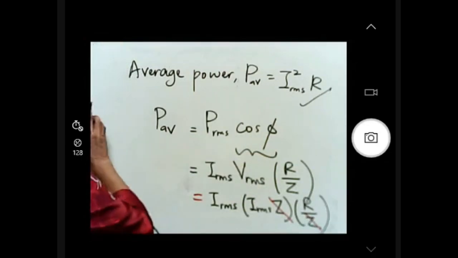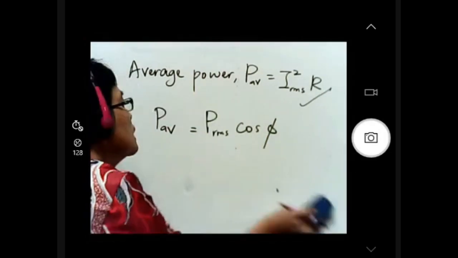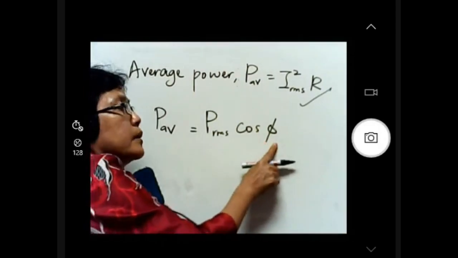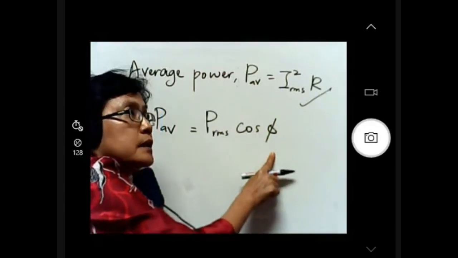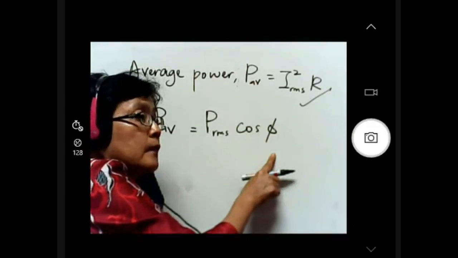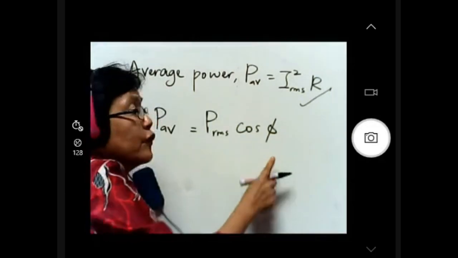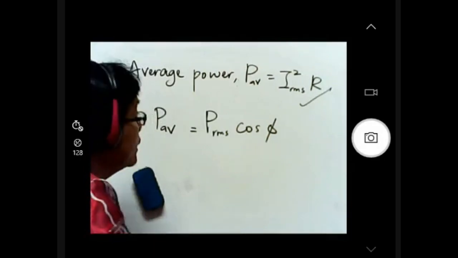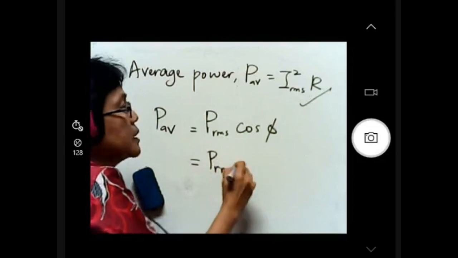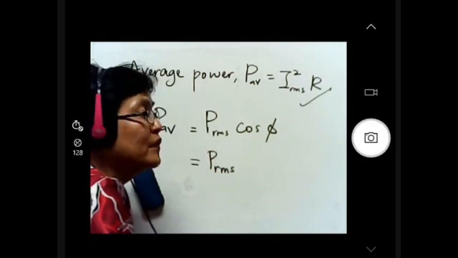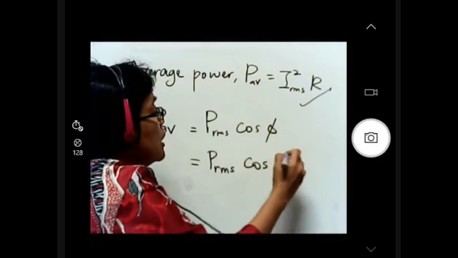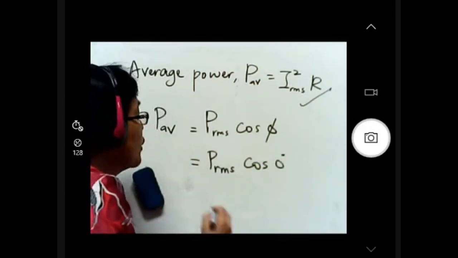If you use this equation, then you need to know the value of the phase angle. For an RCL circuit, you have to calculate the value of the phase angle. For an RC circuit, you also have to calculate it. But for a pure resistor, the phase angle is 0. So cos 0 is how much? 1.